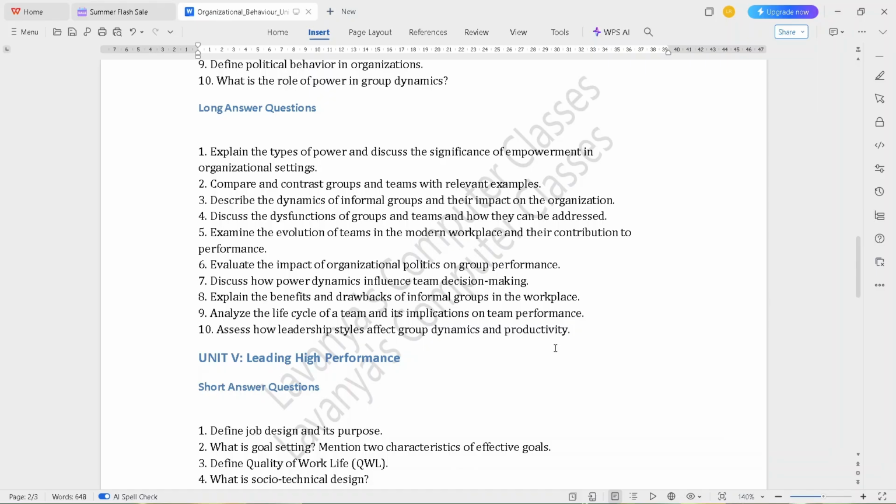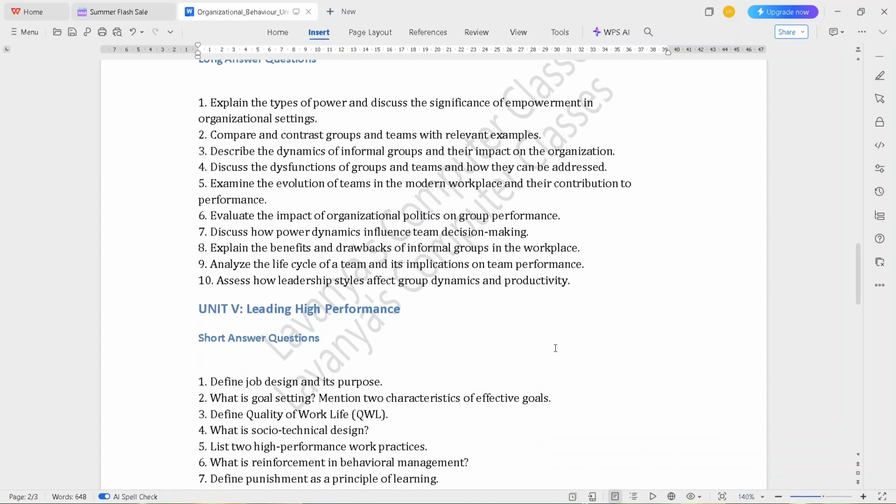Explain the benefits and drawbacks of informal groups in the workplace. Analyze the life cycle of a team and its implications on team performance. Assess how leadership styles affect group dynamics and productivity.